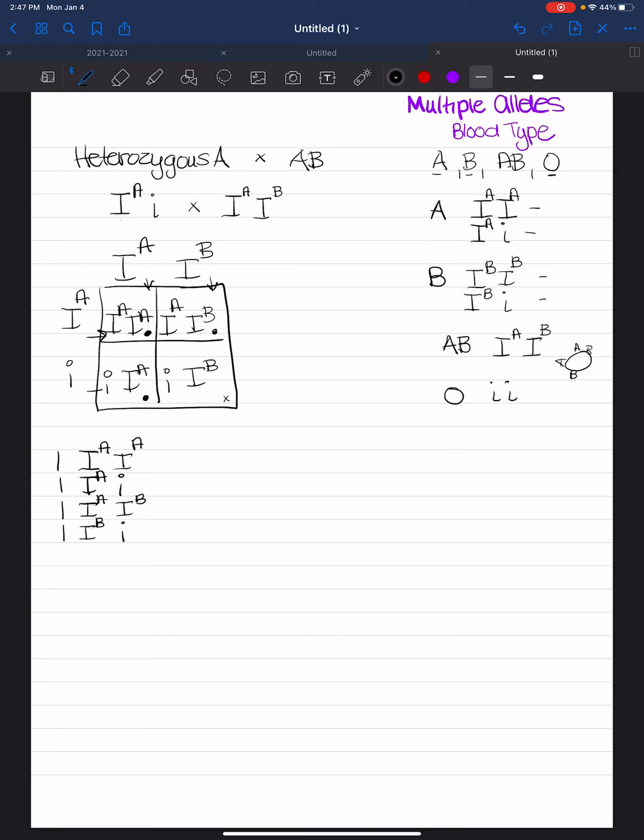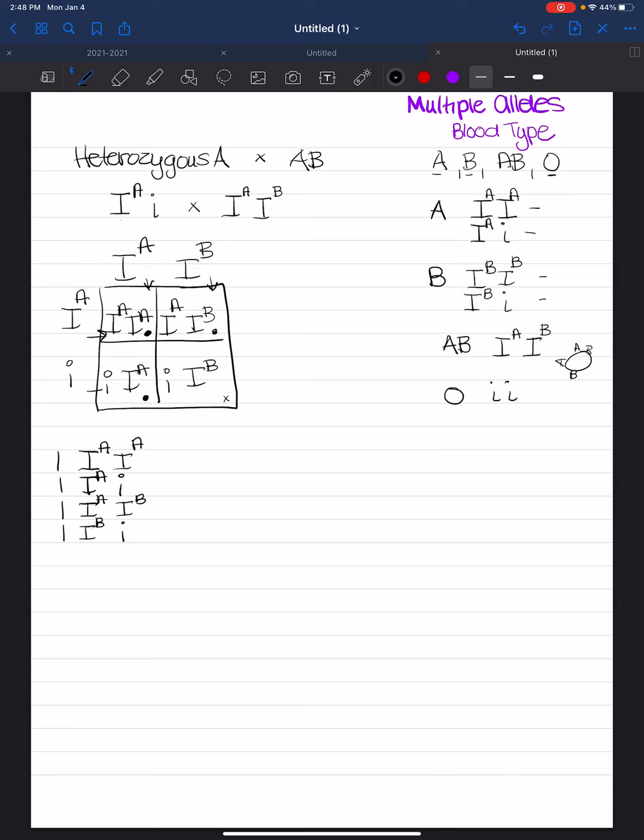Okay, now for the phenotypes. A lot of people make the mistake in that when they're writing this out, they're going to put heterozygous and homozygous. Well, when you get your blood type done, you can't tell whether you're heterozygous or homozygous. I have to tell you that in the problem so you'll know what genotype to use. But when you're doing phenotypes, you're not going to know whether it's heterozygous or homozygous in the phenotype.